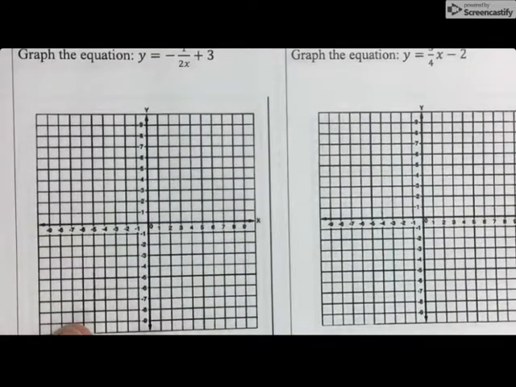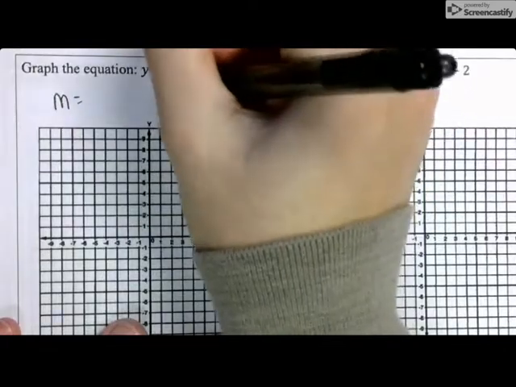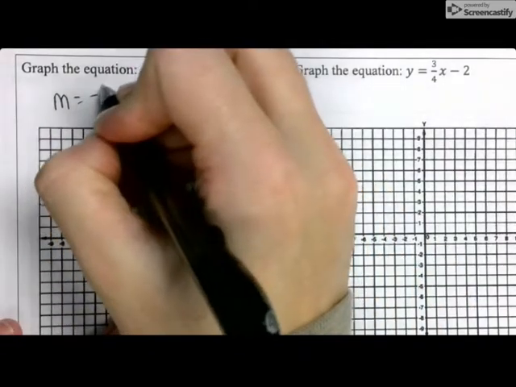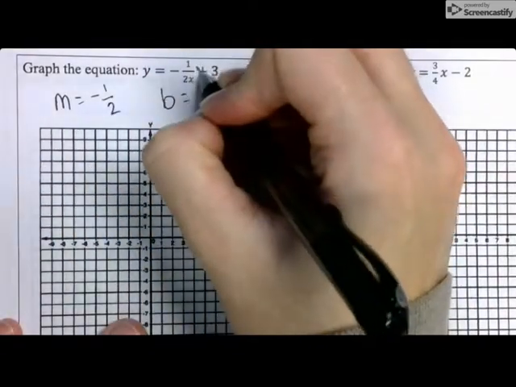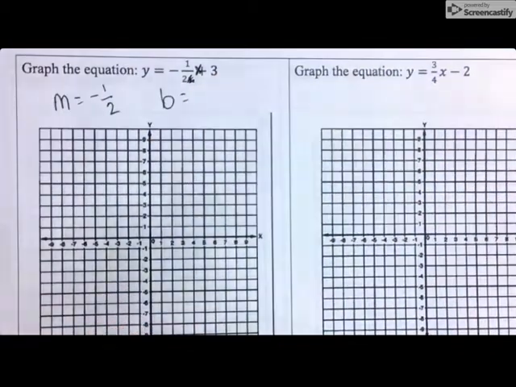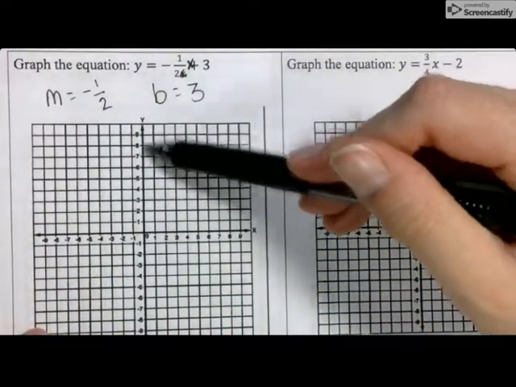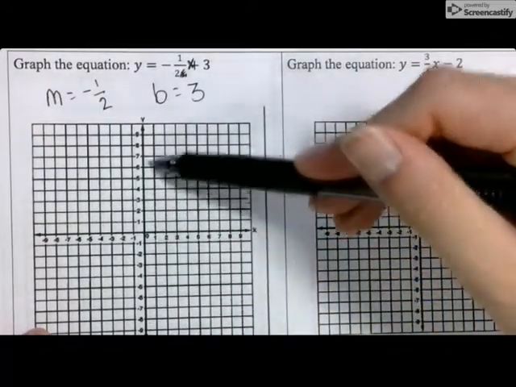Okay? So looking at the second page, let's start with picking out our M and our B. So what is our M? Negative 1/2. This X should be right here. That's my fault. When I was putting it in, I didn't realize that. And our B is 3. So it said plot the B, or the y-intercept, on the y-axis. So we're going to find 3 on our y-axis.